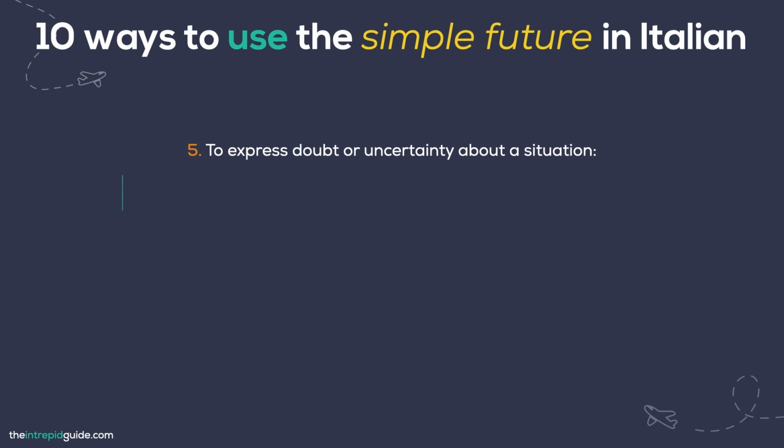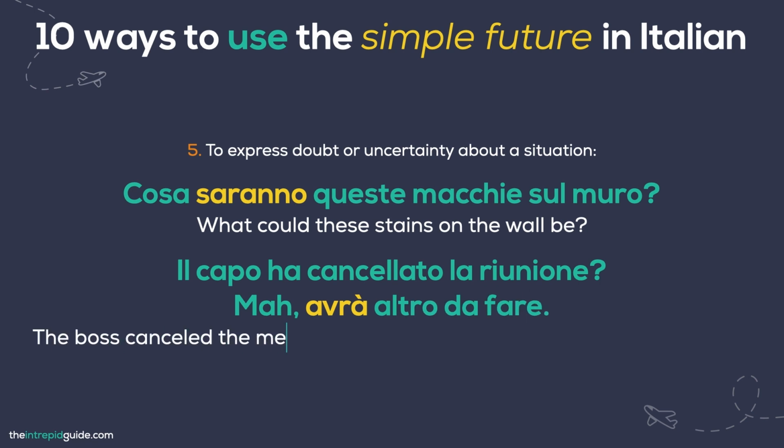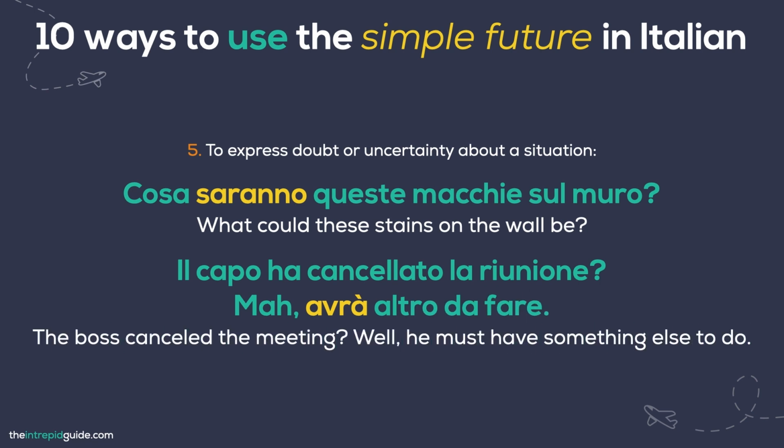The next usage is to express doubt or uncertainty about a situation. For example, Cosa saranno queste macchie sul muro? What could these stains on the wall be? Il capo ha cancellato la riunione, ma avrà altro da fare. The boss cancelled the meeting? Well, he must have something else to do.